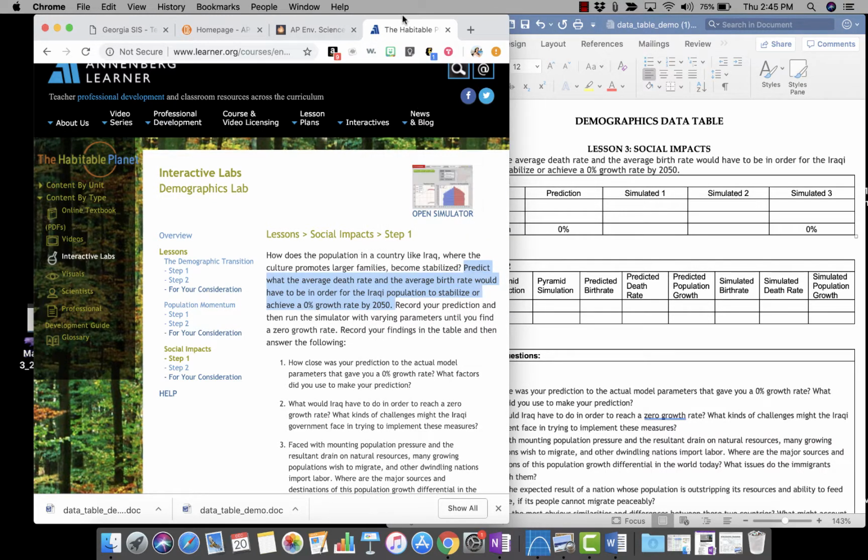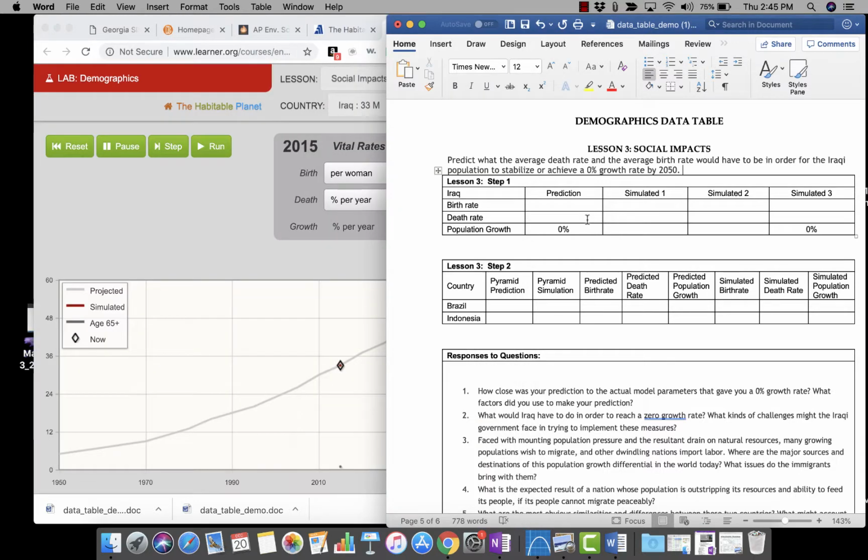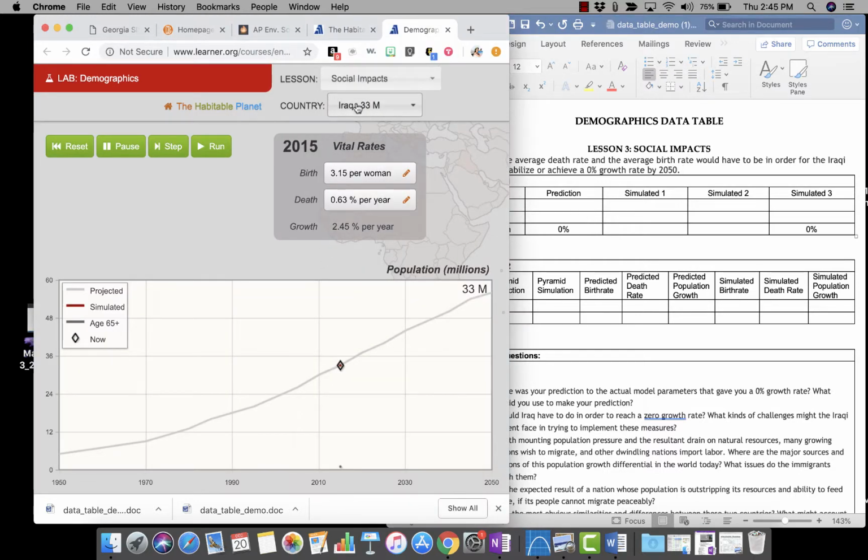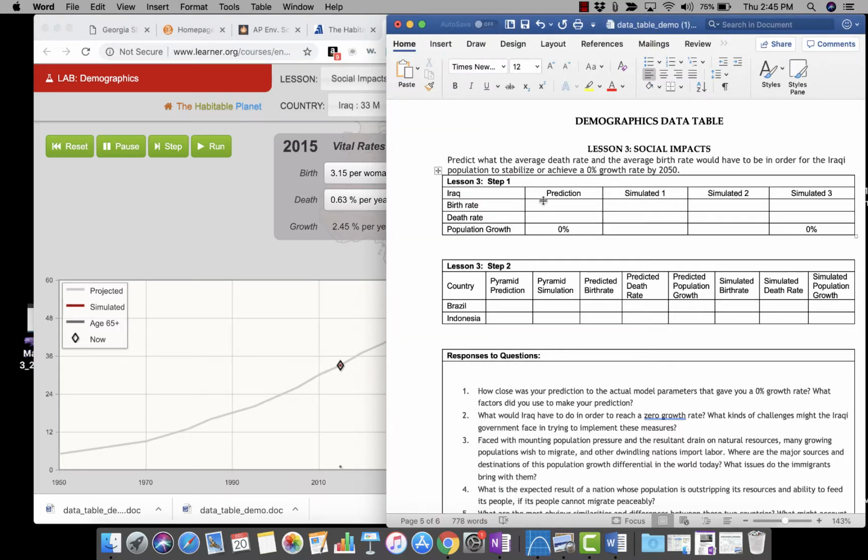And then record it and then run the parameter until you have a 0 growth rate. Okay, so let's see. Iraq right now has 2.45%. So let's increase the death rate. Let's do like 3%, see what it does. And then I'm going to leave the birth rate the same. And again, this is just a prediction. I'm just guessing. Okay, so it's not a big deal.